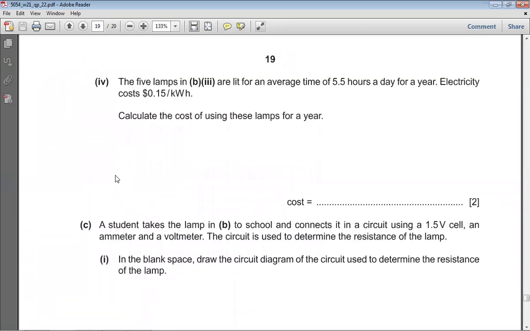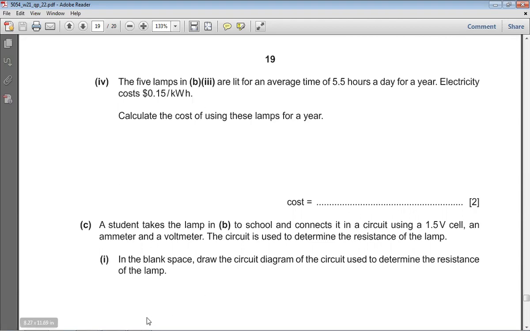The 5 lamps in the B third part are lit for an average time of 5.5 hours a day for a year. Electricity costs 0.15 per kilowatt hour. Calculate the cost of using these lamps for a year. You see, we can calculate the cost, and the method is you find the electric energy. The formula is power multiplied by time, and then you multiply that electric energy with the cost of 1 kilowatt hour. But because we want the electric energy to be in kilowatt hours, the power should be taken in kilowatts and the time should be taken in hours.